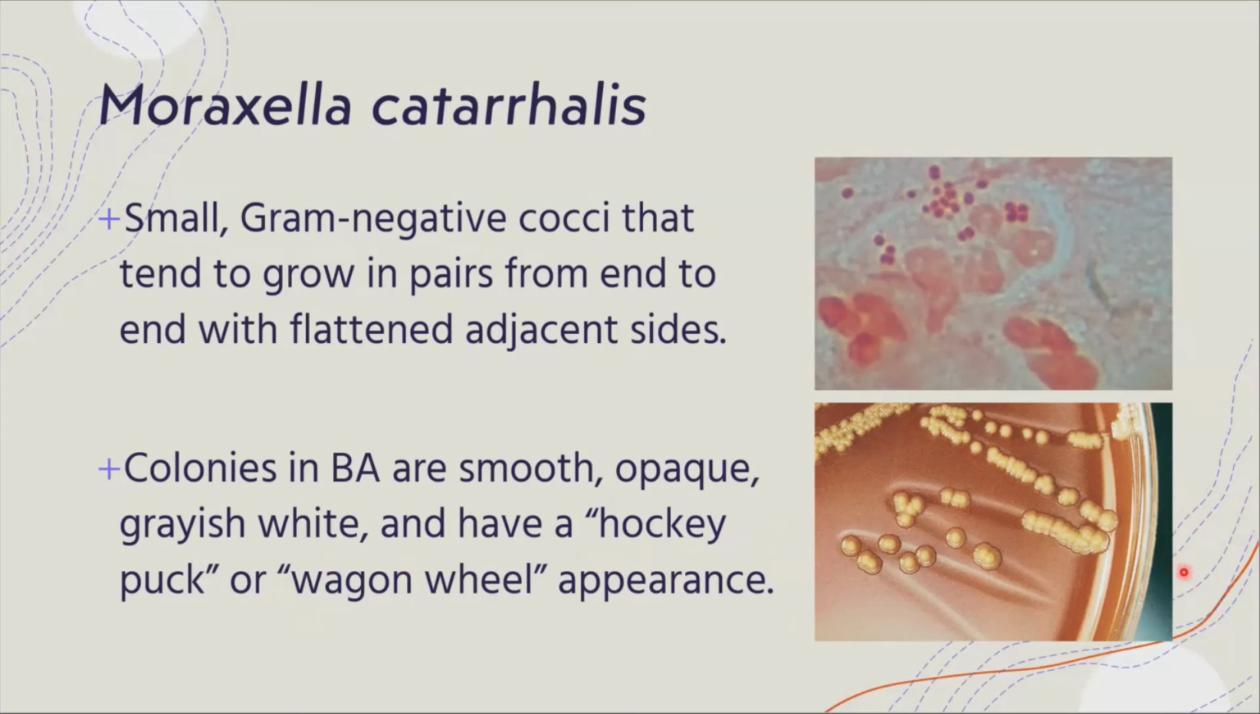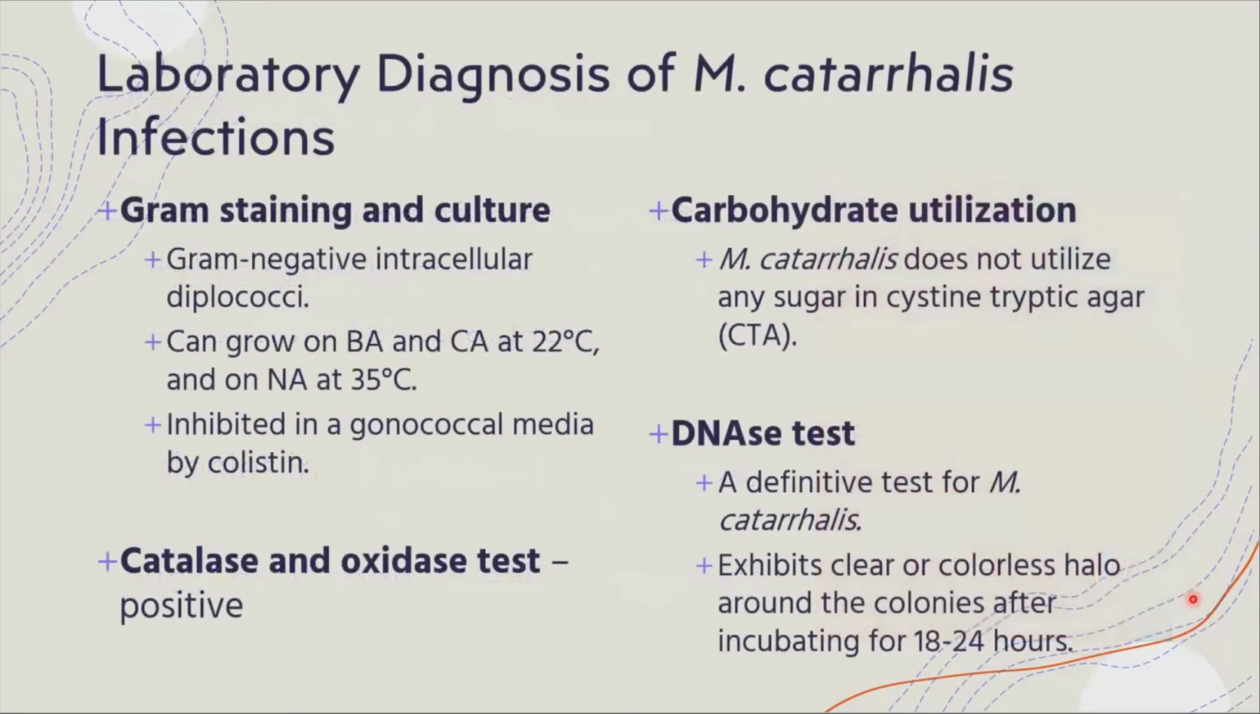For the laboratory diagnosis of Moraxella catarrhalis, it includes of course your gram staining and culture. Pero yun nga, they appear the same with your Neisseria species. They can grow on blood agar and chocolate agar at 22 degrees Celsius and on nutrient agar at 35 degrees Celsius. They are inhibited in a gonococcal media by colistin. So kapag ininoculate natin yung specimen containing Moraxella catarrhalis dun sa mga gonococcal media natin such as yung Thayer Martin agar and the likes, hindi siya tutubo kasi nai-inhibit siya ng colistin.